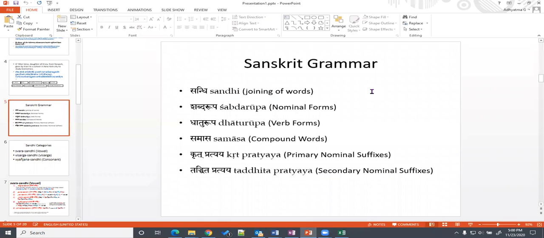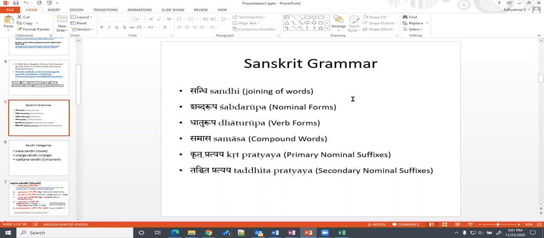As you know, Sanskrit grammar has some of the main topics listed here. Namely Sandhi, which happens when two words are joined, Shabda Rupa, the nominal forms, verbal forms, compound words, primary nominal suffixes, and secondary nominal suffixes. Today we'll cover the first aspect, Sandhi.